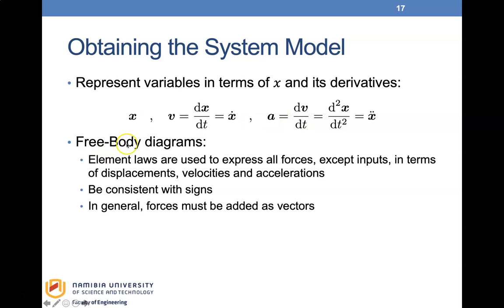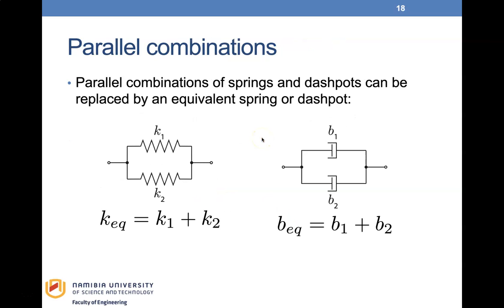The second thing is the free body diagrams. You've done free body diagrams in dynamics, and so in this class you know already what it means when we talk about free body diagrams. So element laws are used to express all forces except inputs in terms of displacement, velocities, and accelerations. And then you must be very consistent with your signs, and in general, forces must be added as vectors. So these are the rules for obtaining a system model.